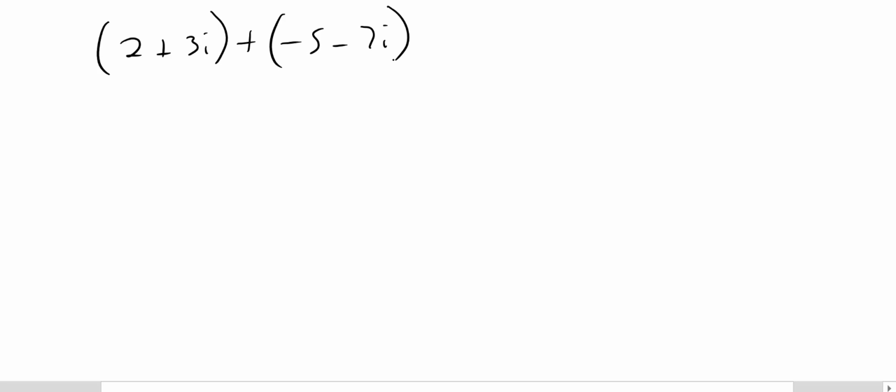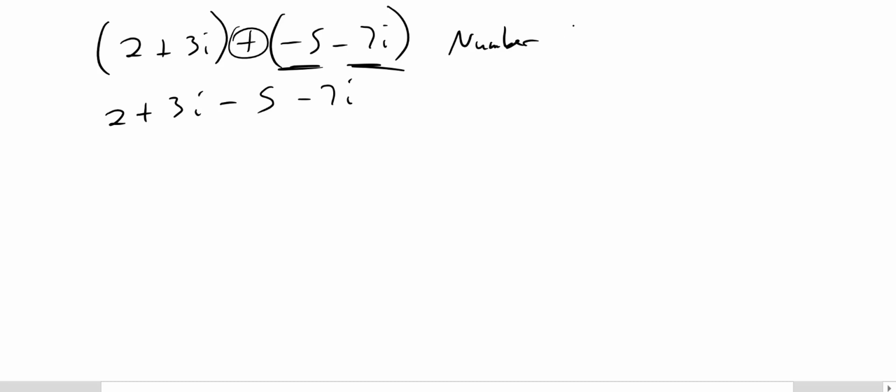This is just like the radicals that we did a little while ago. If it's a plus sign, that's pretty sweet. It's 2 plus 3i and then minus 5 and minus 7i. When it's a plus sign, you don't have to do anything or distribute anything. Now you've got to combine like terms. And what Harper wants, math fans, is your real part, which is just your number part, first. So numbers first, and they want your i's second.